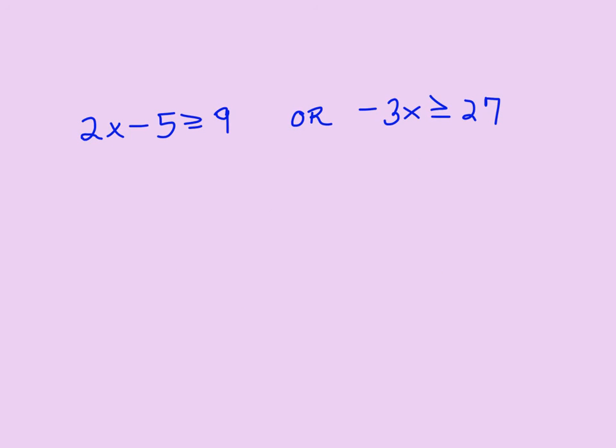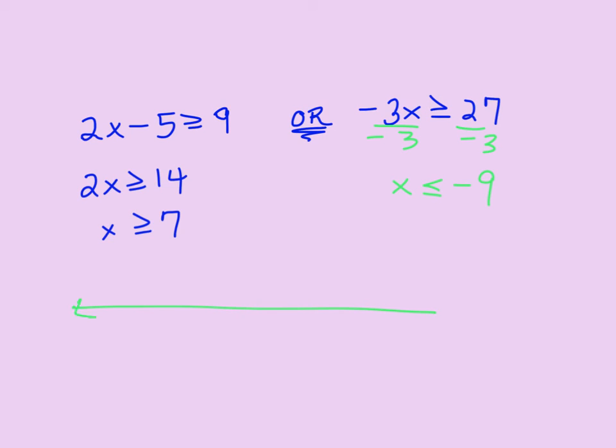And then one last or statement. Again, I know this is an or statement, literally because it says the word or. I would add 5 to both sides, 2x greater than or equal to 14. X is greater than or equal to 7. Or, now in this case, I need to remember that one big thing, that when I divide by negative 3, I reverse the direction of the inequality. X should be less than or equal to negative 9. And if I put that on my number line, here's 7, arrow to the right, and here's negative 9, arrow to the left.